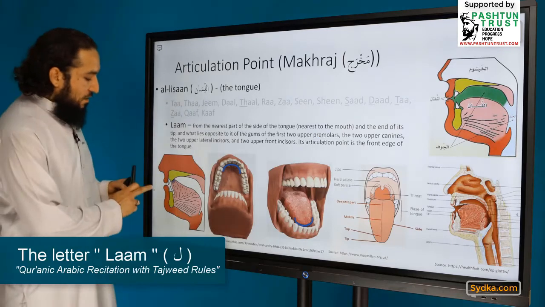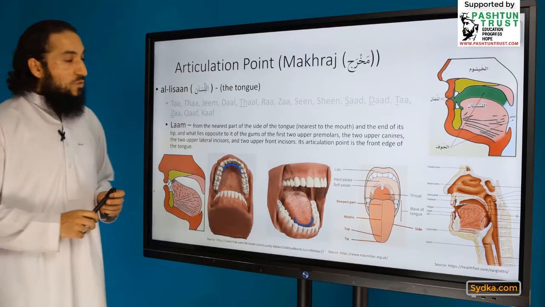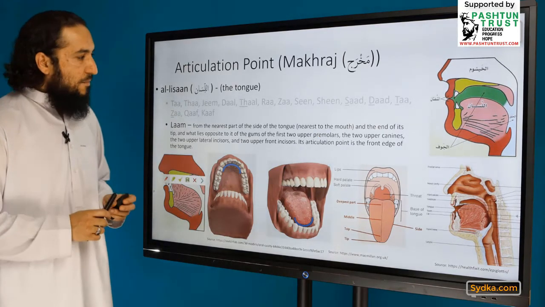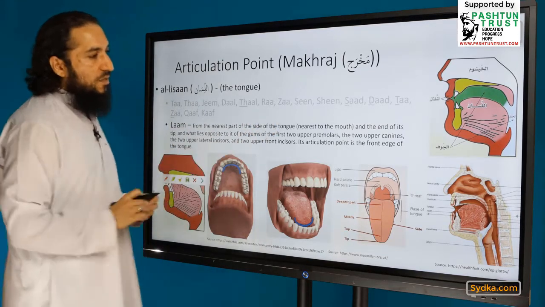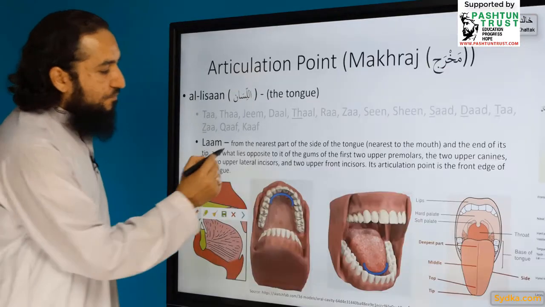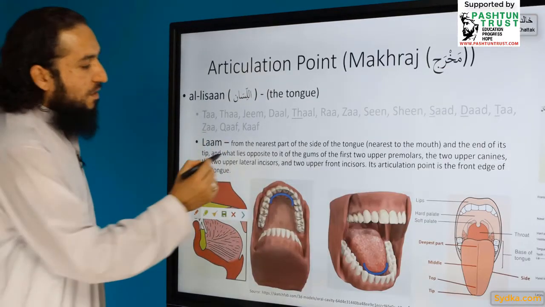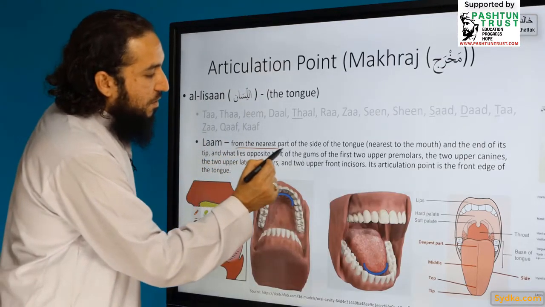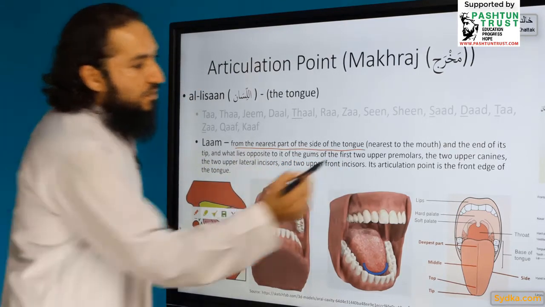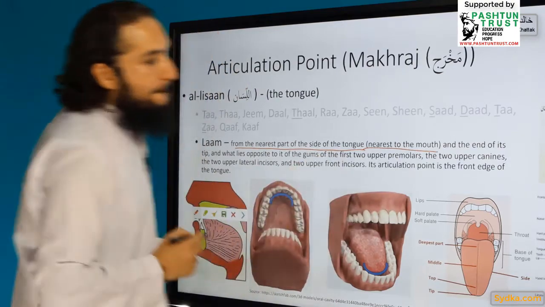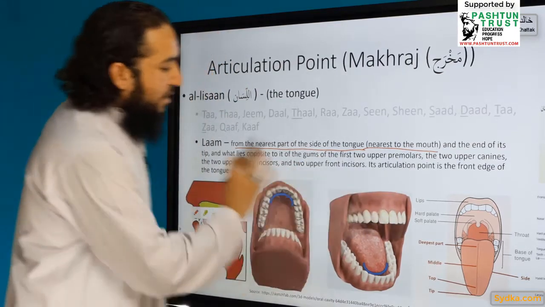So what is its articulation point? It is one of the tongue letters, lisan letters, and the articulation point is quite detailed, but I'll explain it to you point by point. The nearest part of the side of the tongue is the nearest part to the mouth. Okay, that's the first part.